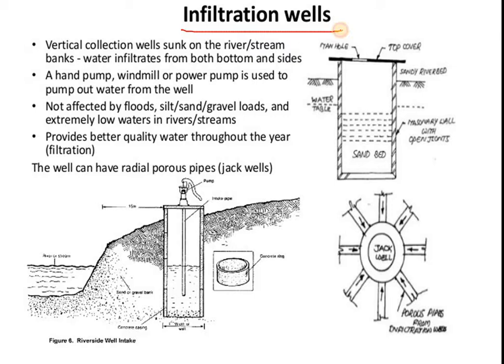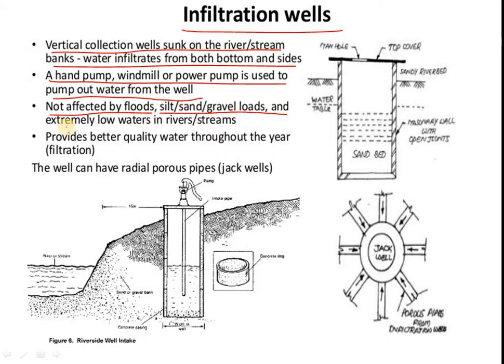So next one is infiltration wells. What are infiltration wells? Vertical collection wells sunk on the river or stream banks. Water infiltrates from both bottom and sides. A hand pump, windmill or power pump is used to pump out water from the well. They are not affected by floods, silt, sand, gravel loads and extremely low water in streams, and provide better quality water throughout the year. The well can have radial porous pipes, nothing but jack wells.